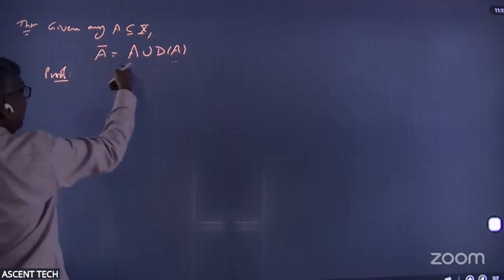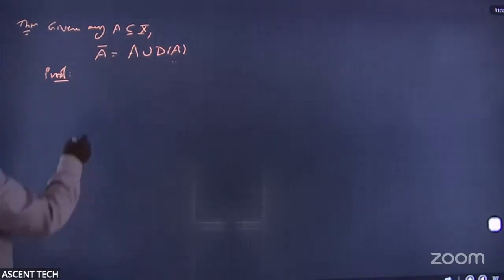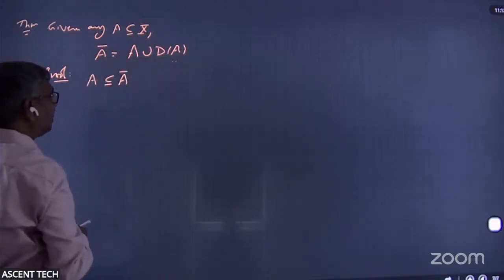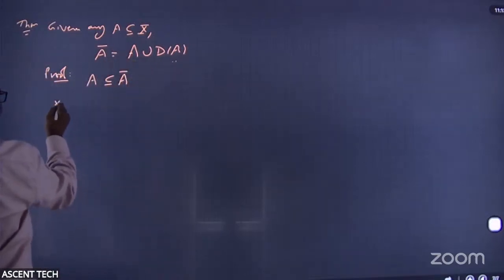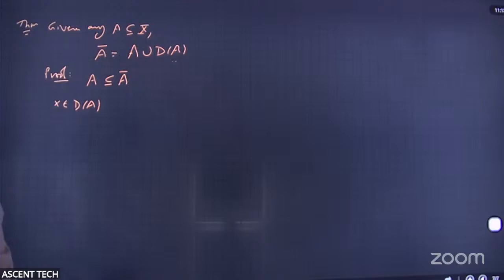First of all, A is contained in A bar. If I show dA is contained in A bar also, then A union dA will be contained in A bar. A is contained in A bar. I want to show that dA is contained in A bar. So take any element x of dA. That means it's a limit point of A. Therefore, for every open set G that contains x, G intersection A minus the singleton x should be non-empty. Right? Very good.